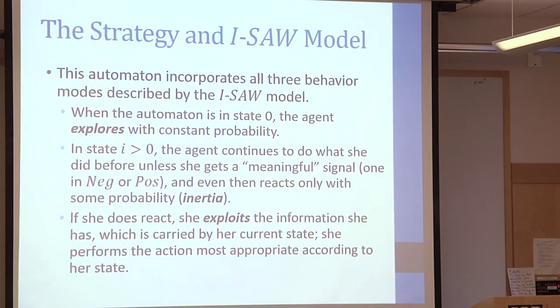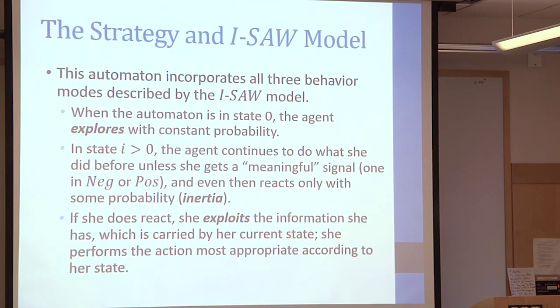Okay, and this strategy has the same qualitative behavior as the ISO model I described to you before, right? So it has this exploration thing. When it's in state 0, it sometimes just does the opposite thing. It plays 1. If it's in a state bigger than 1, then if the signal was meaningful enough, meaning it was in pause or neg, not the indifferent signals, then I'm surprised, and unless I got that, I just keep on doing what I did. If I got such a signal, I exploit the information I have, okay?